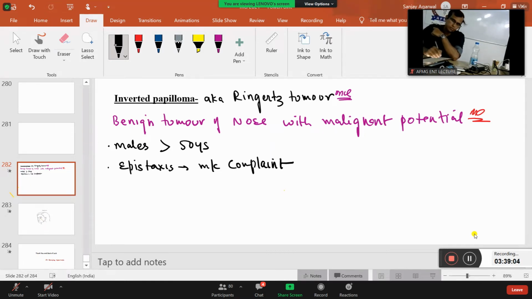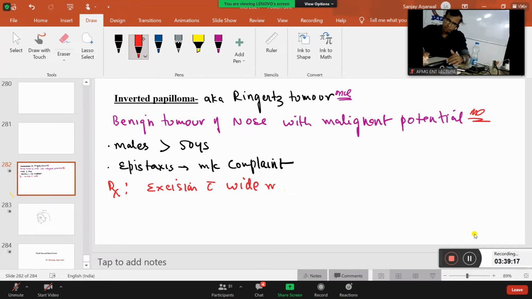Treatment is important. Treatment is an MCQ. So what do you do? Excision with wide margin.